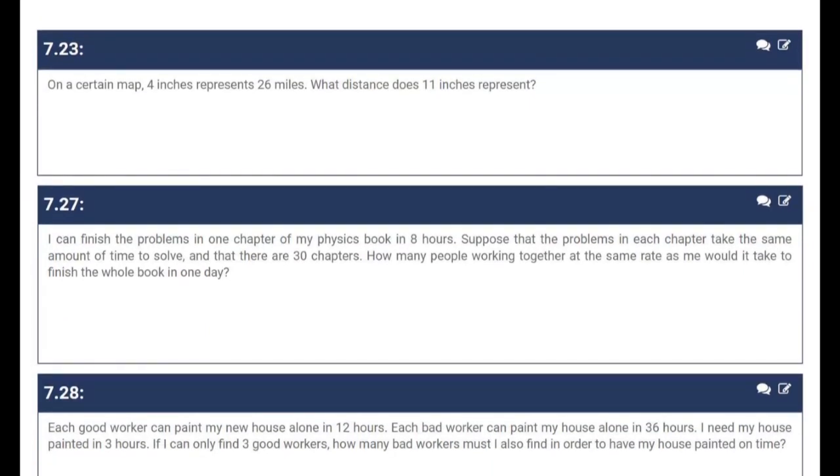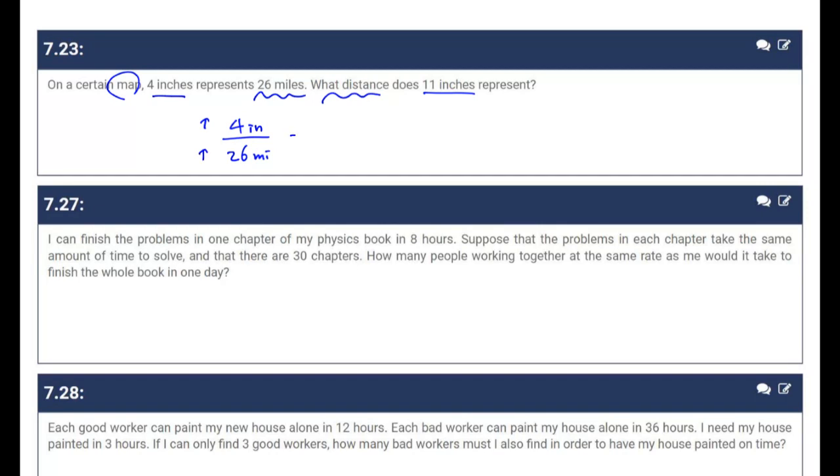7.23. On a certain map, 4 inches represent 26 miles. Now, what distance does 11 inches represent? This is a typical direct variation because more inches on a map means more actual miles, right? So I'm going to put 4 inches on the top, 26 miles on the bottom. So more inches, more miles, right?